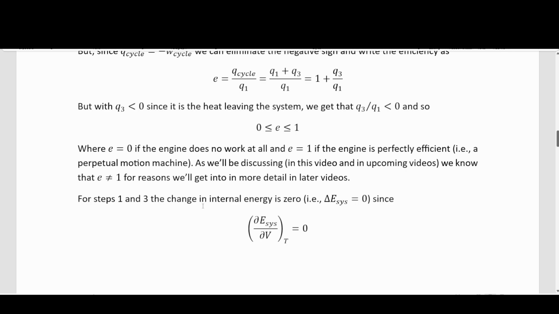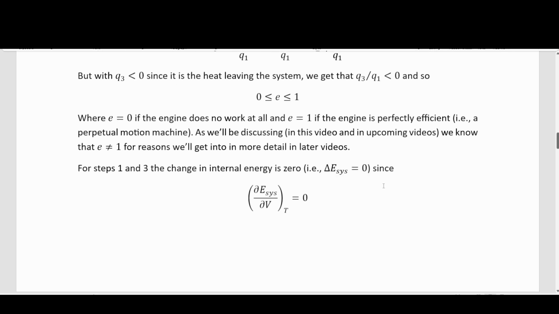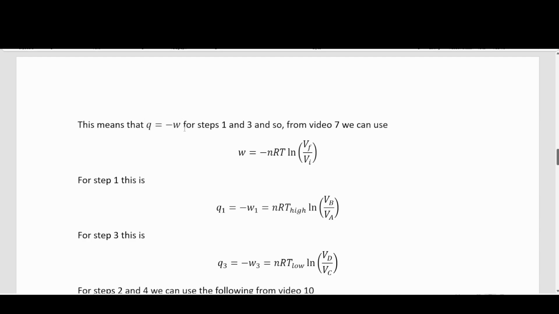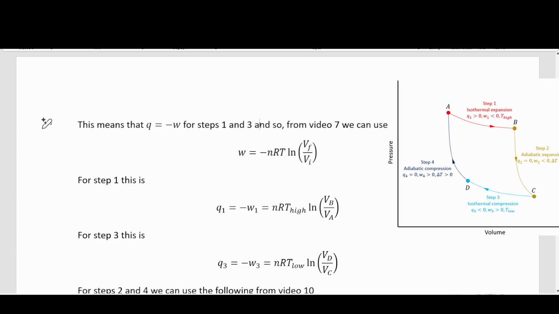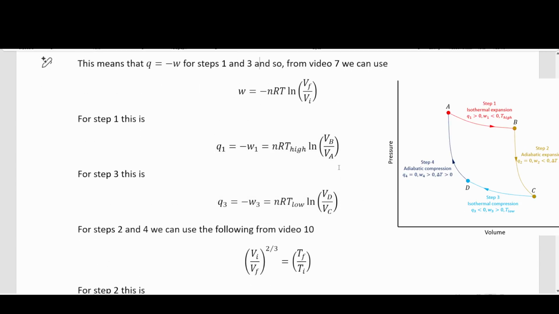For steps 1 and 3, the change in internal energy is 0, since the change in internal energy for a change in volume at constant temperature is equal to 0. That means that Q is equal to negative W, so heat is equal to the negative work for steps 1 and 3. From video 7, we can use this equation right here. For this particular case, we would have VB over VA for our Q1 and VD over VC for our Q3. This is going from A to B, and this is going from C to D. That was our isothermal expansion and our isothermal compression.